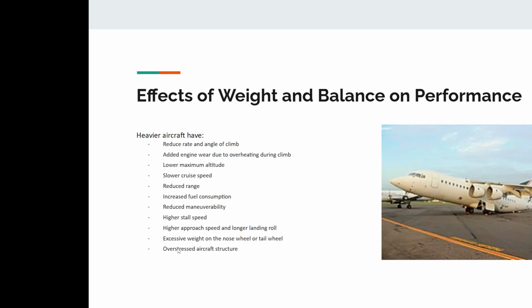Another thing that could happen, depending on where the center of gravity is located, is that it could put too much weight on the nose wheel of the aircraft, or if it's a tail wheel, on the tail wheel. And of course, this can overstress the aircraft structure. Aircraft are designed with certain tolerances, and the heavier the aircraft, the more stress is going to be put on the structure of the aircraft over time. So that's the example of how heavier aircraft will have an effect on weight imbalance and performance overall.